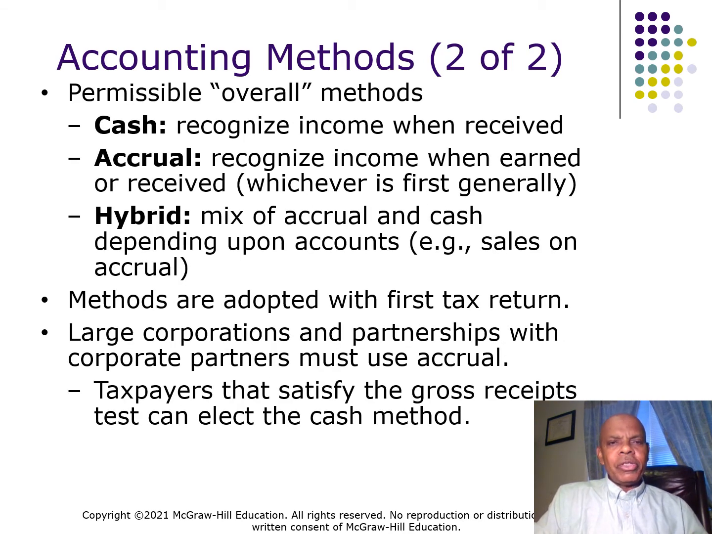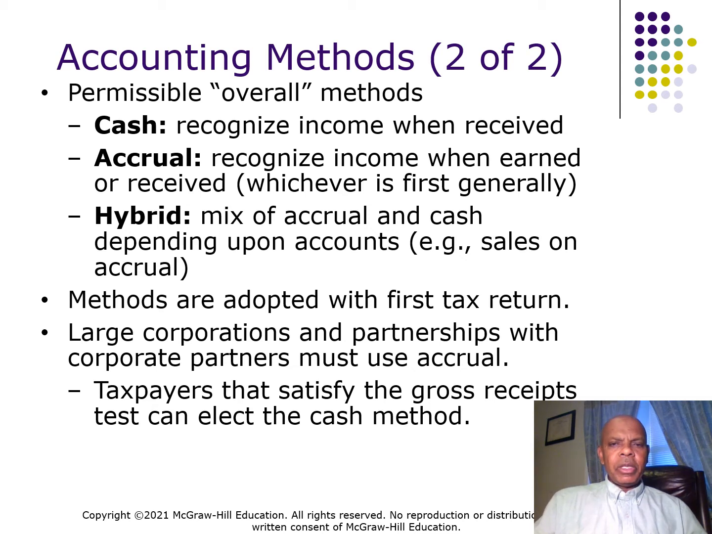Permissible overall methods include the cash method. People can file their tax returns using the cash method, depending on certain rules to follow. Recognize income when received. Small businesses, mom and pop type entities, use the cash method. Accrual method recognizes income when earned or received, whichever is first, generally. Hybrid method is a mix of both.